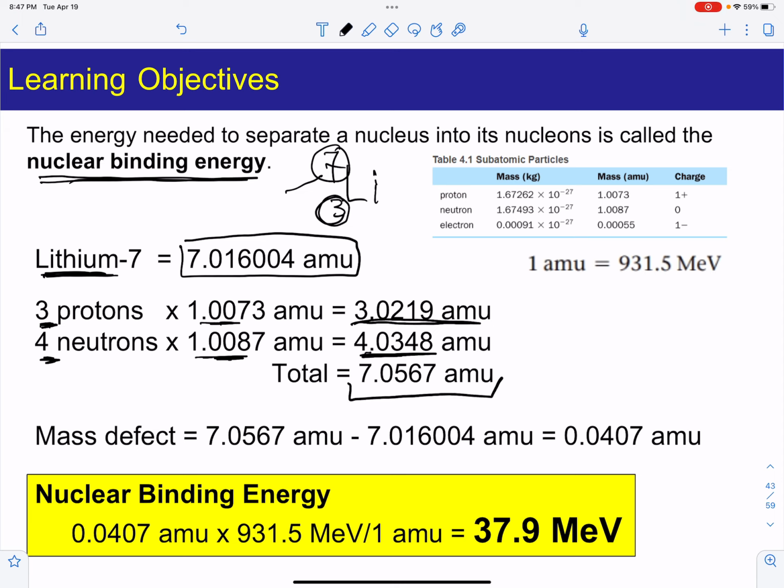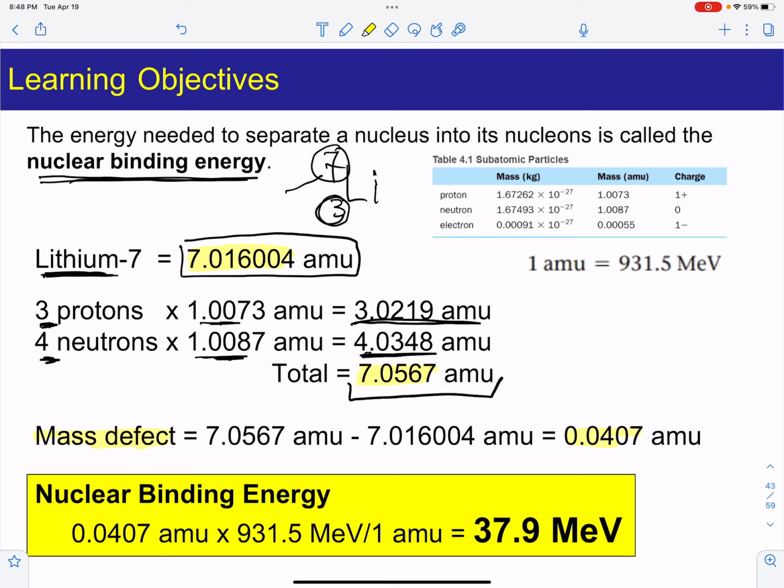If you notice, by taking into account the weight of every single piece of the nucleus, the mass that comes out is different from what we actually measure in the lab. So there's a mass defect in there. The mass defect is going to be 0.0407. So for that mass defect on that particular nucleus of lithium-7, I can calculate how much energy that is.